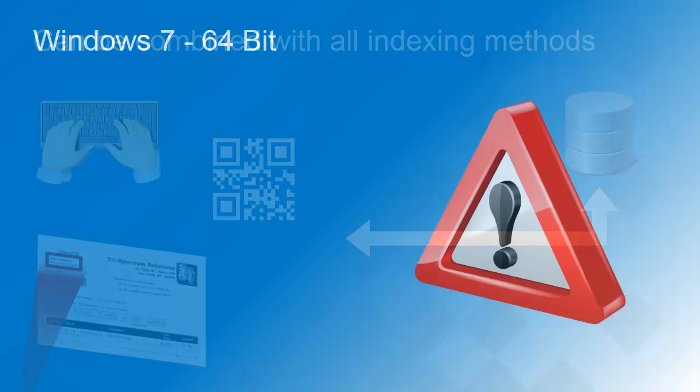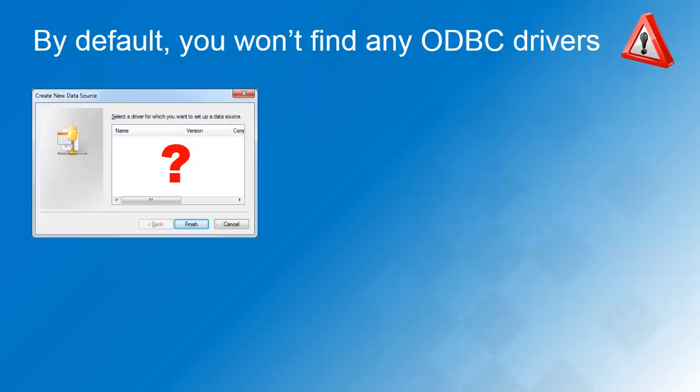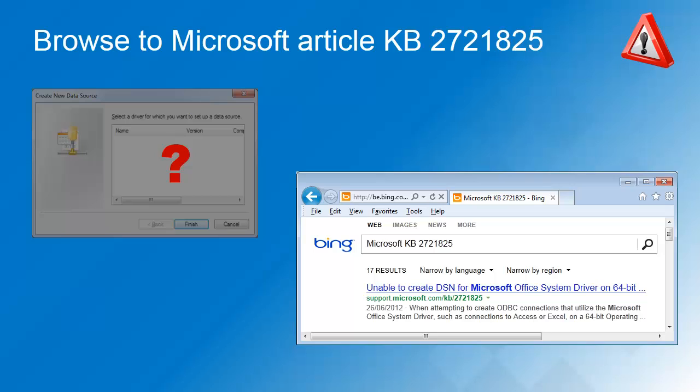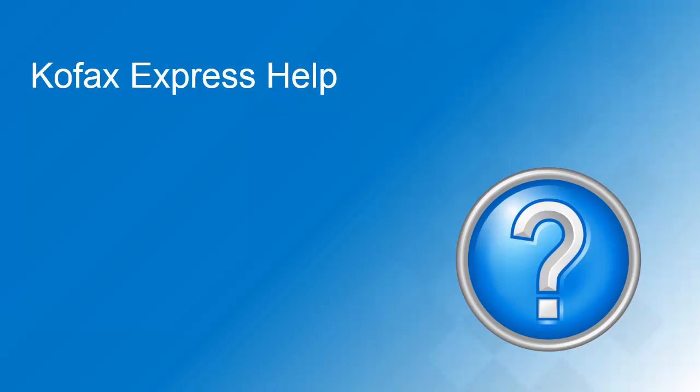Finally, an important note for Windows 7 64-bit users. By default, Windows 7 64-bit doesn't show any ODBC drivers. It looks for 64-bit drivers, but it can't find any. However, all 32-bit drivers are still available and perfectly functional. To get access to them, just search for Microsoft article KB 2721825 and follow instructions.